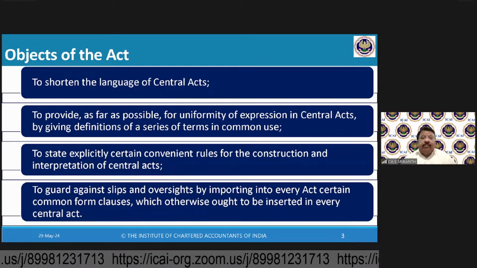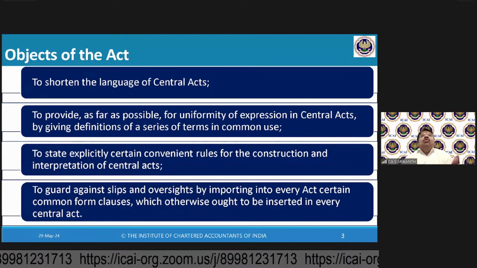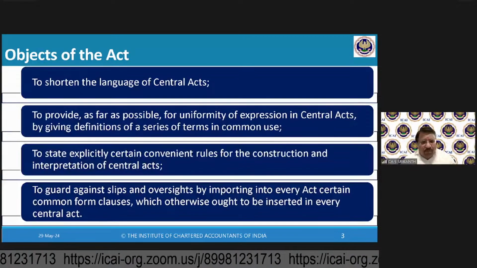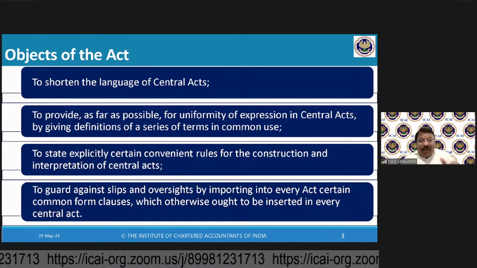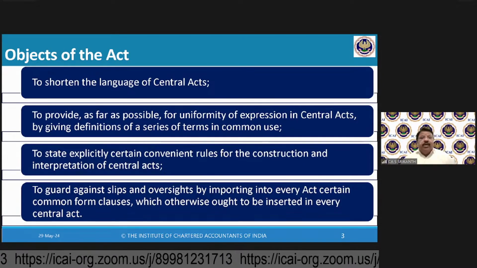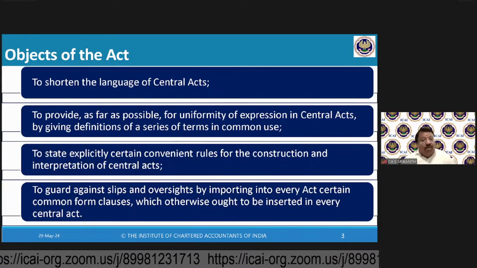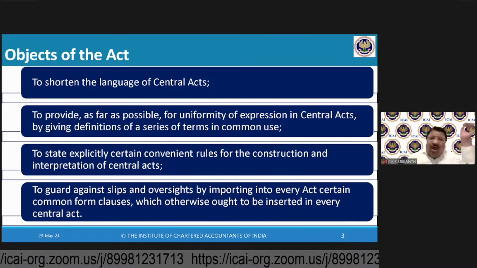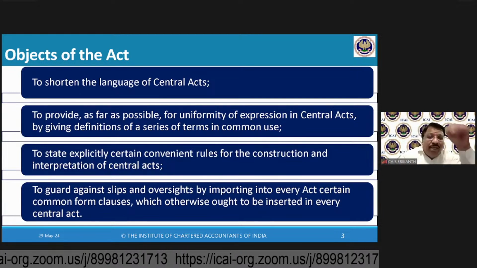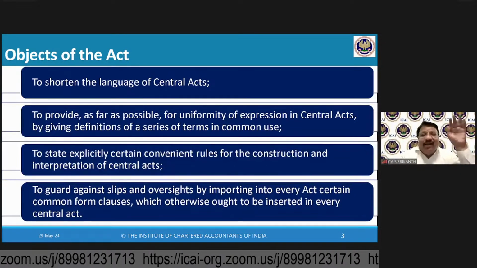Now, you will ask me, and you should ask me, sir, who told you? Brahmaji? No, it is contained in the General Clauses Act. We will see that in today's lecture. Therefore, please note it, in any law, if the word year is used, it always means calendar year.